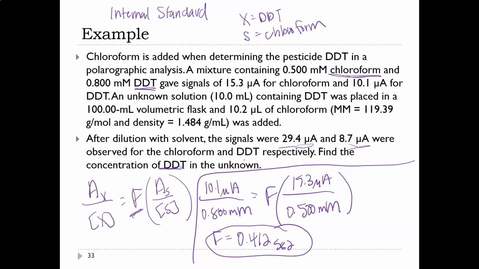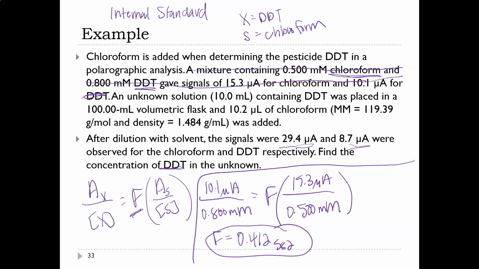So let's go back up and look at, we're done with this sentence. This sentence did its job. Sorry, it's not over yet. There. This is where we're kind of starting. So an unknown solution, 10 milliliters, containing DDT was placed in a 100 milliliter volumetric flask, and 10.2 microliters of chloroform was added. Okay, because what we need here is we need to know the concentration of S, which is the molarity of chloroform, and they don't directly give us that.